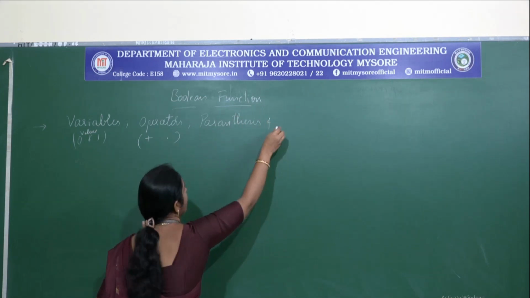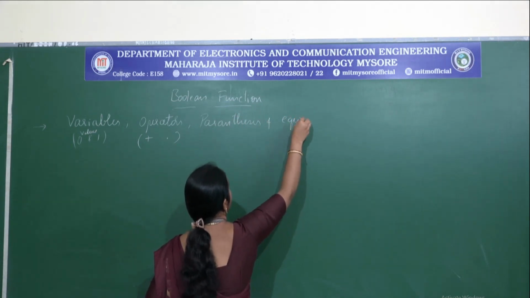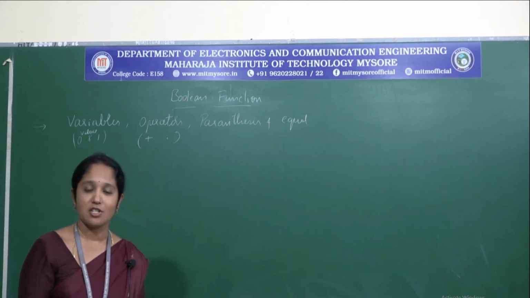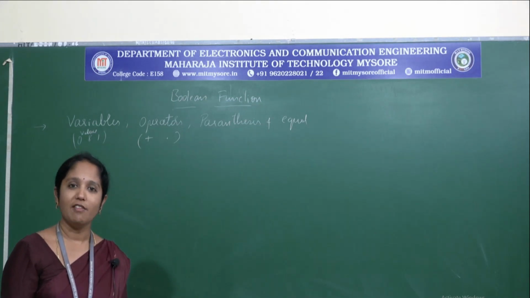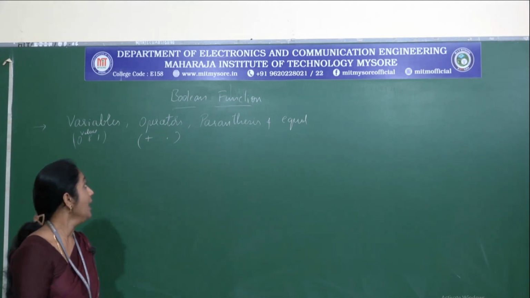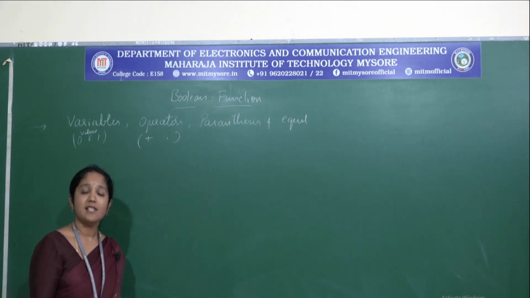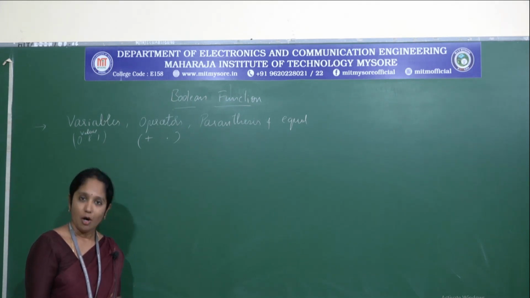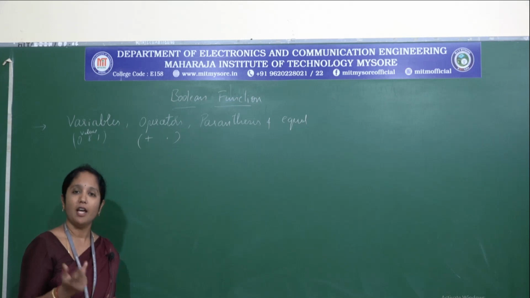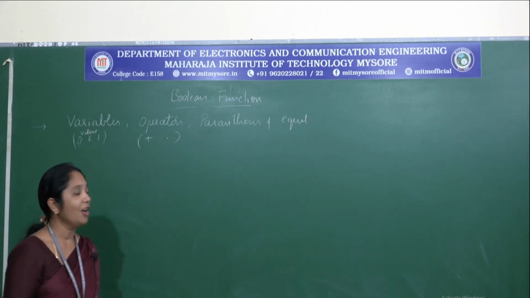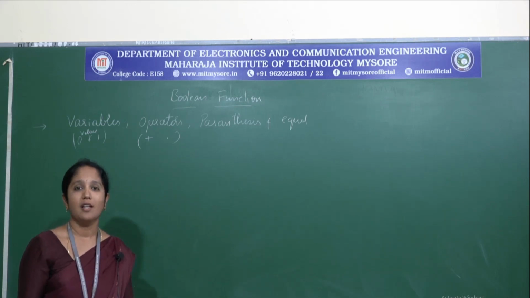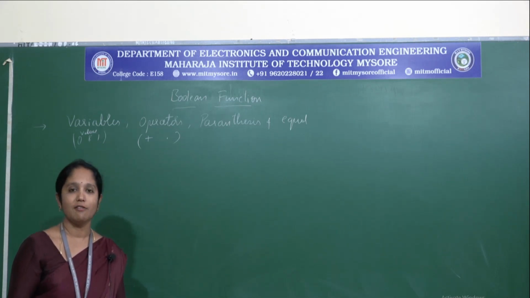and an equal sign. So Boolean function is an expression which is consisting of the Boolean variables, which can have either 0 or 1 as the value, and the operators such as AND operator, OR operator, and NOT operator. It can have any of these three operations, and along with that it will be having parenthesis and an equal sign. So that expression is called a Boolean function.